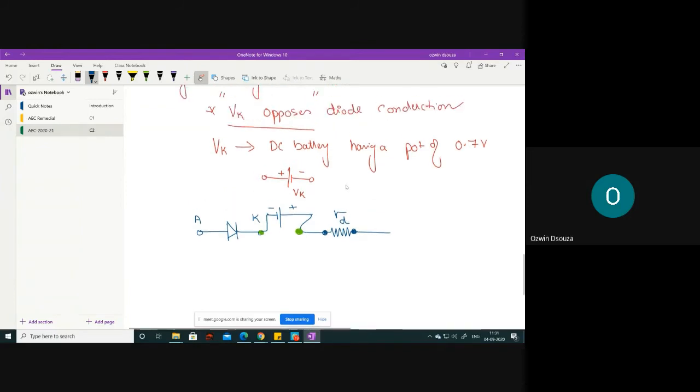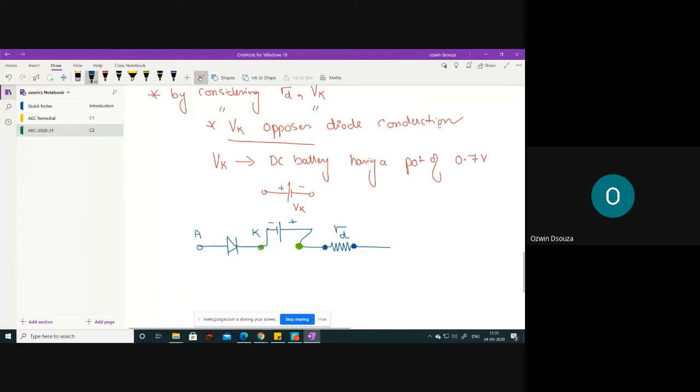In the beginning, what did we discuss? Vk opposes diode conduction. If we were to place Vk in this manner, is it going to oppose the diode conduction, or will it simply allow the diode conduction? Same direction. Correct. The property of Vk is such that it opposes the diode conduction, because Vk is nothing but depletion layer, remember. So if you place your Vk in this manner, what happens? The current flow is in this direction. Let me close this circuit, then you will understand.